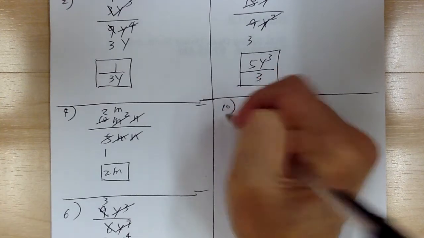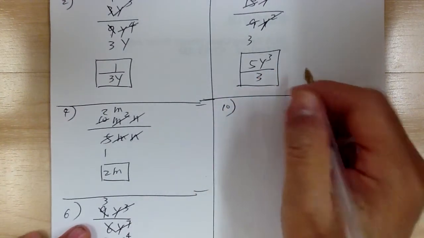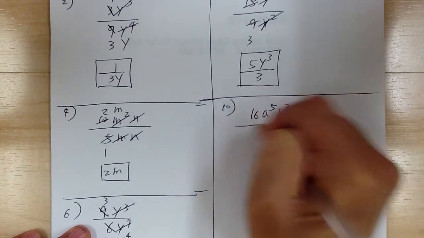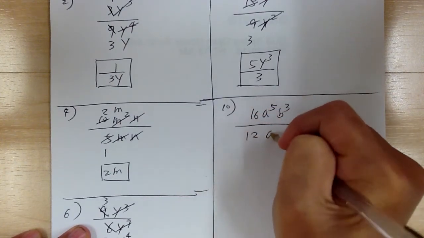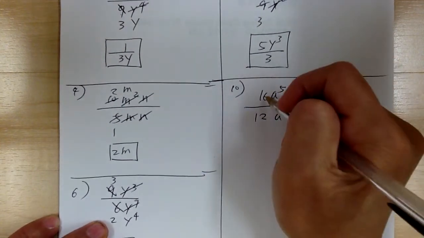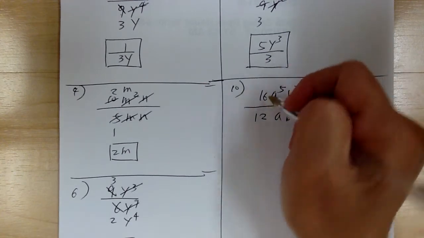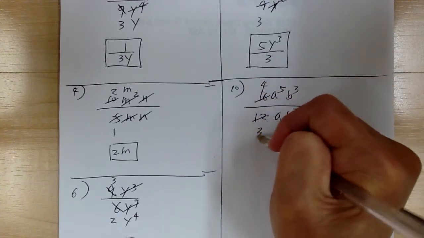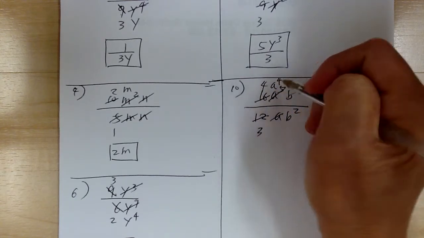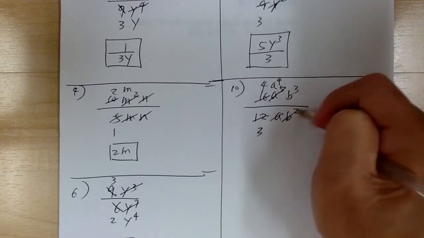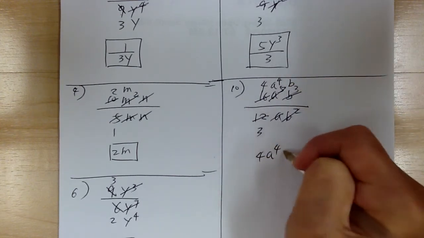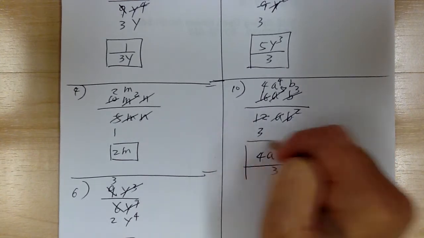Okay, let's go to number 10. You have 16a to the 5, b to the 3 over 12ab squared. So again, let's go and reduce the number first. 16 and 12 can divide by 4. So divide by 4. A and a to the 5 divide by a. B squared and b cubed can divide by b squared. And so you're going to have 4a to the 4b over 3.